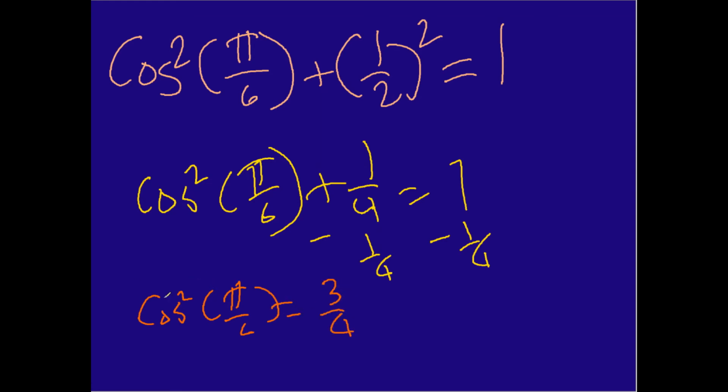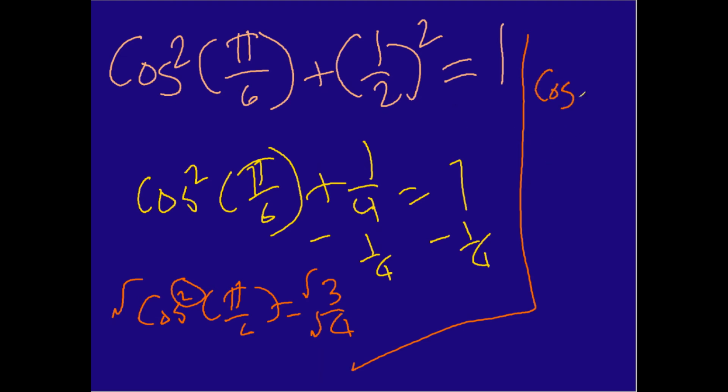Now, I need to get rid of the square sign. So what do I do? I square root both sides. And so I'm left with cosine pi over 6. That's going to be the same as the square root of 3 over the square root of 4, which is going to become 2. And so now I know both coordinates. I know the x and I know the y.